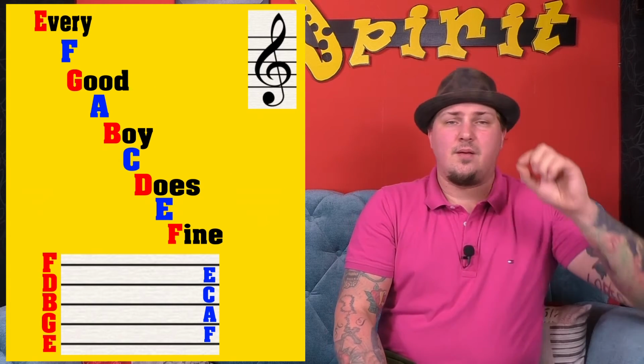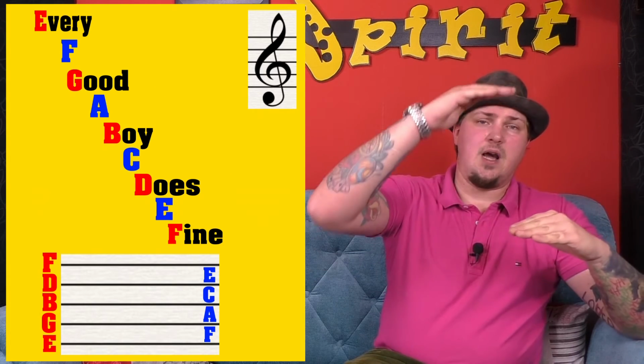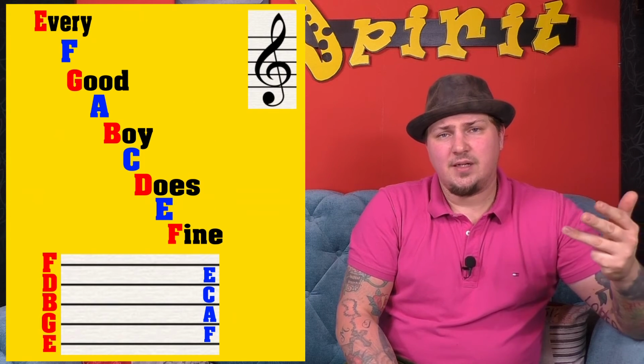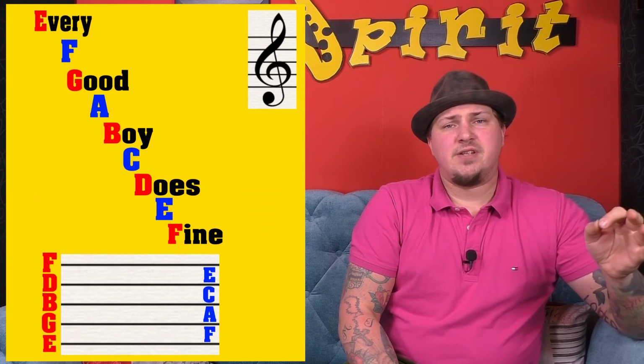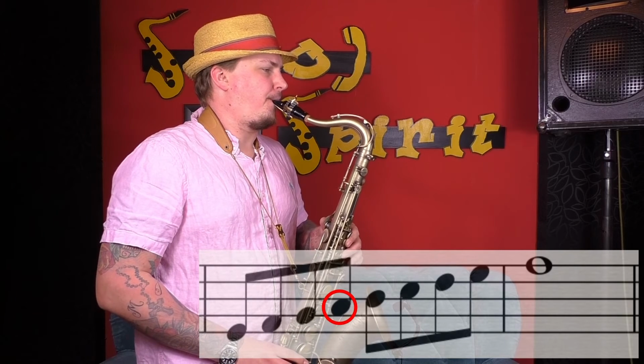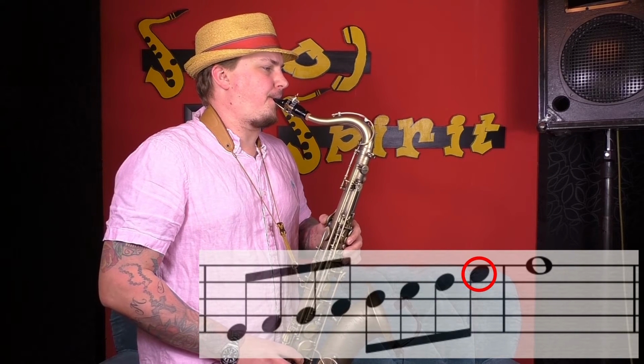All notes together from line E to line F are E, F, G, A, B, C, D, E and F. And here is an example on the saxophone. Keep in mind that the saxophone is a transposing instrument. This means if I play a C on the saxophone, you don't hear the C and it's not the C on the piano. It's a B flat, but for this example it's sufficient.